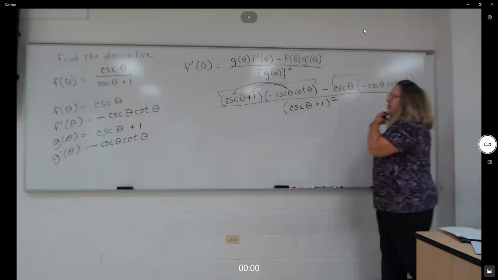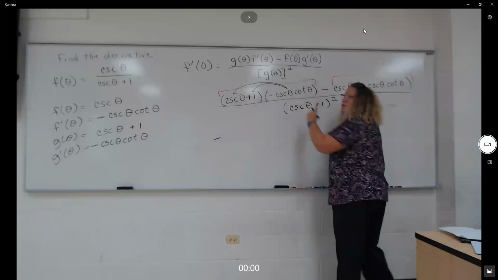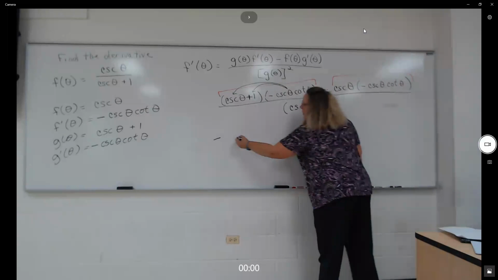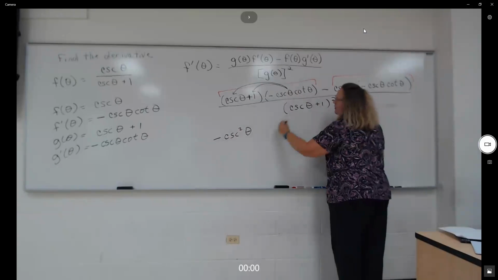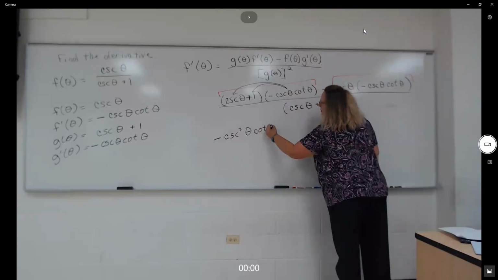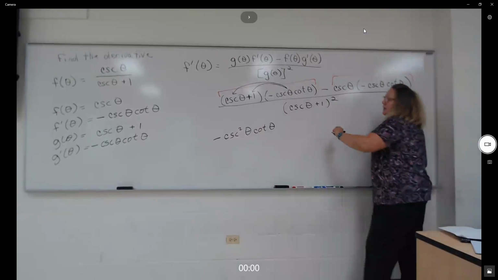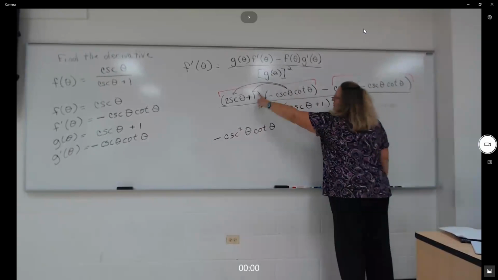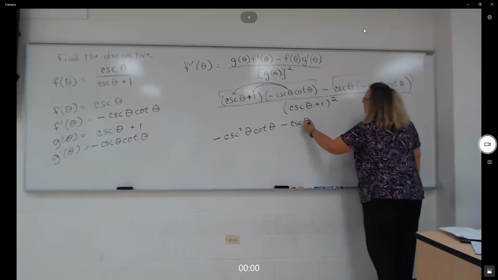So what would that give us? That would give us negative cosecant times cosecant. Now that would be cosecant squared. This is just simplifying. And then times the cotangent. And then I'm taking this negative cosecant cotangent times 1. So I would have minus cosecant cotangent.